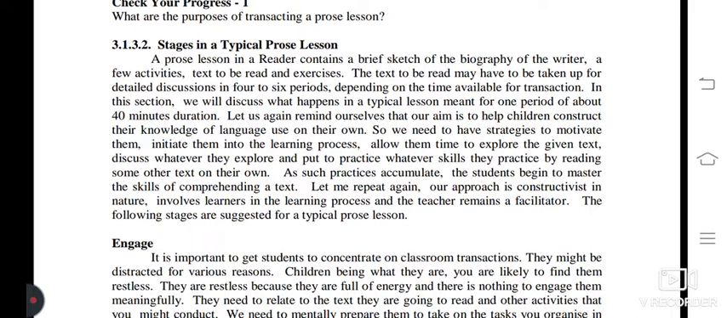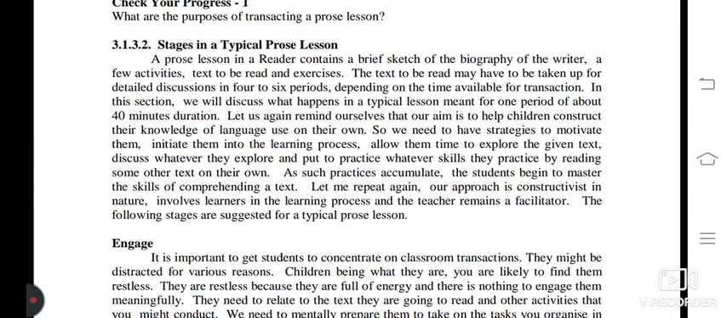In this section, we'll discuss what happens in a typical lesson meant for one period of about 40 minutes duration. Let's again remind ourselves that our aim is to help children construct the knowledge of language use on their own. So we need to have strategies to motivate them, initiate them into the learning process, allow them time to explore the given text, discuss whatever they explore, and put to practice whatever skills they practice by reading some other text on their own.